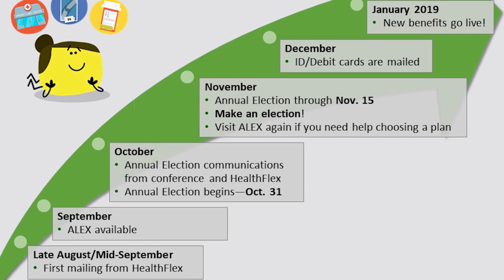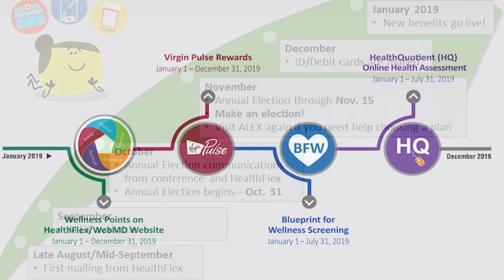Remember, if you select a dental or vision plan, you will not receive a card in the mail. It's up to you to go online and print those off, and the health team can assist you if you have trouble getting those.